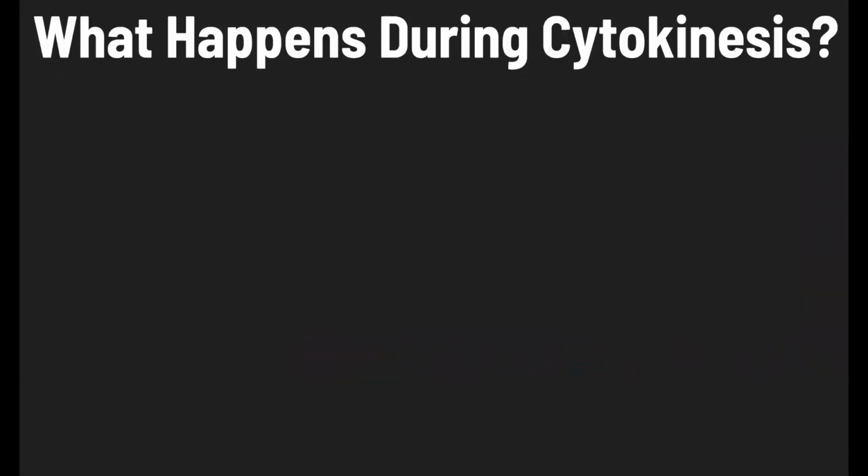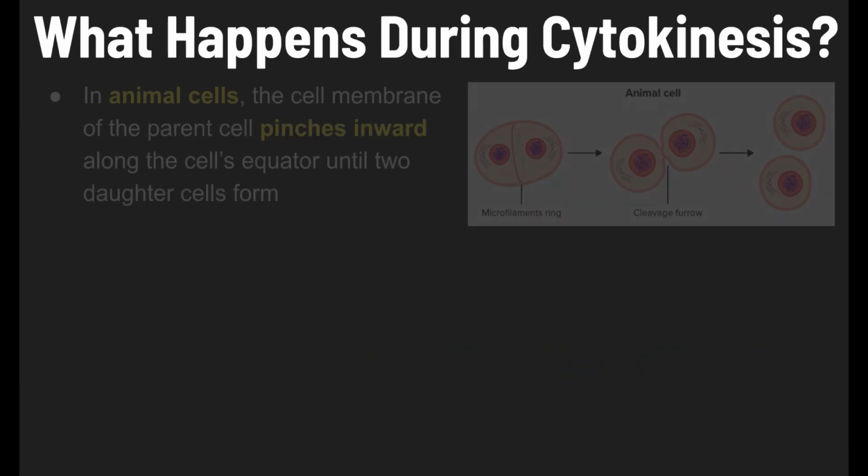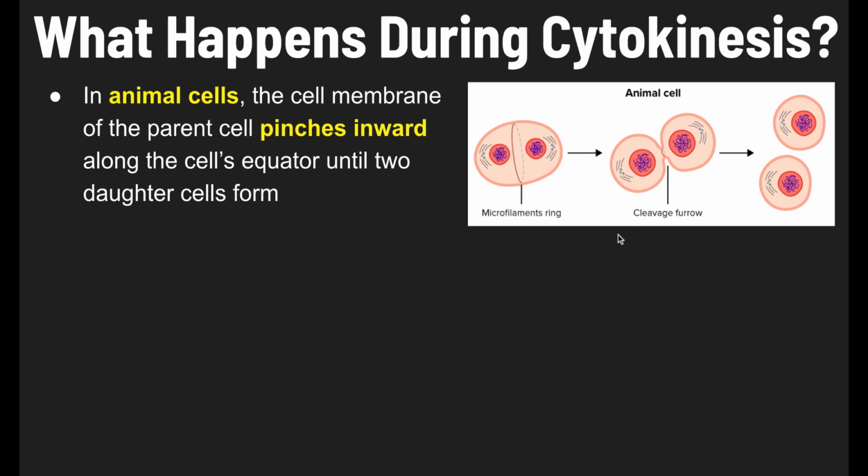Okay, so now let's finish by talking about what happens during cytokinesis. In animal cells, the cell membrane of the parent cell pinches inward along the cell's equator until two new daughter cells are formed. What you're seeing on the left is telophase right now. You have two new nuclear membranes that have formed around the chromatin. And during cytokinesis, that cell membrane starts to pinch inward until you get two new cells. The place where they're pinching together, we call that the cleavage furrow. That's what happens in animal cells during cytokinesis.